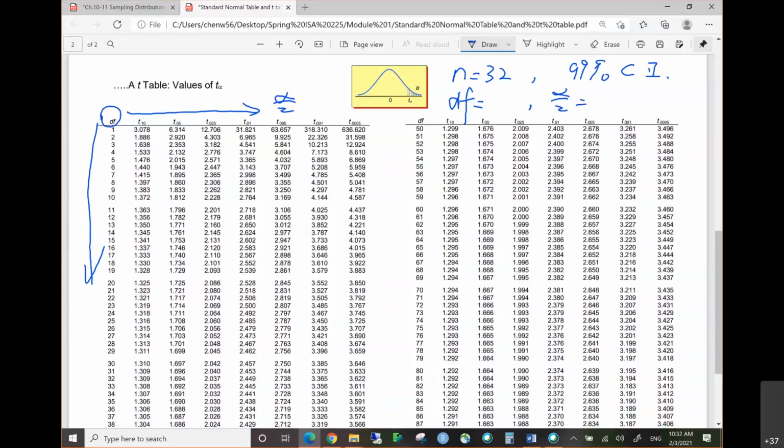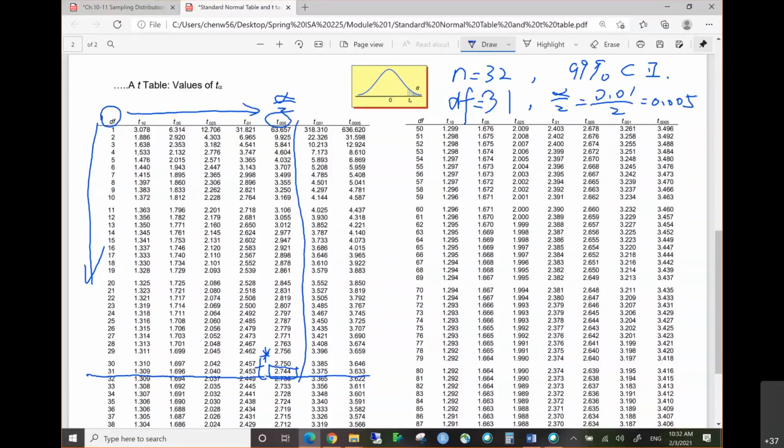Olivia, what do you think? What will be our T star? Is it 2.744? How did you find that? The degree of freedom would be 32 minus 1, which is 31. And then our alpha was going to be 0.01, so I divided that by 2 to get 0.005, which brought me to the right to 2.744. Perfect. Thank you. All right, so that will be your T star.